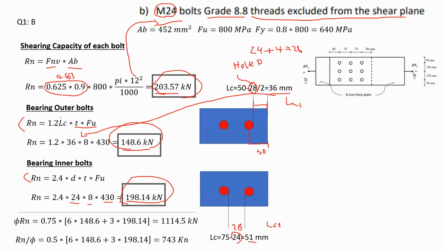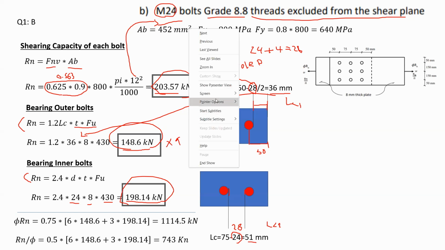Now, obviously, the bearing of outer bolts is the least one. So you would say, basically, in order to find the capacity of the whole connection, I would multiply this value by 9. However, this is wrong. You should not do that. You do it only in case that you found that the shearing capacity of each bolt is the lowest. But since the bearing is our case, I have to consider each separately.